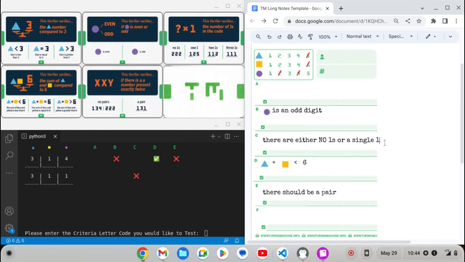All right. And let's go ahead and test criteria card A. Okay, so luckily we did get that. So we know for a fact that triangle is a 3. Let's go ahead and write that down in our notes. So we know that triangle is equal to 3.